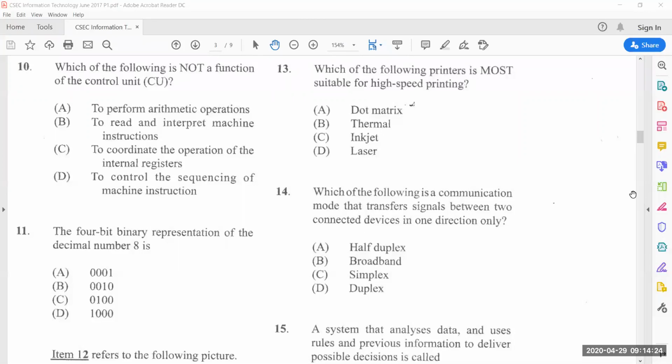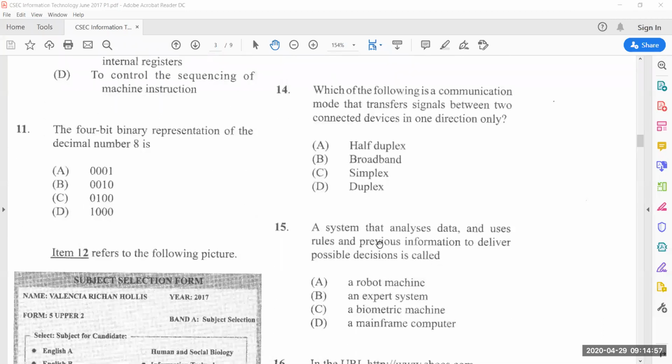Which of the following printers is most suitable for high-speed printing? Okay, so for high-speed printing, we would use the laser printer. Definitely dot matrix and inkjet are out. The laser printer is the one you'd use for high-speed printing. Okay, let's move on to 14.